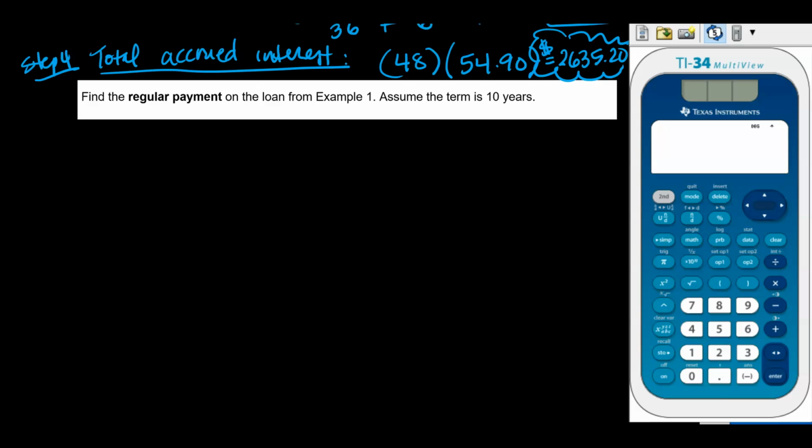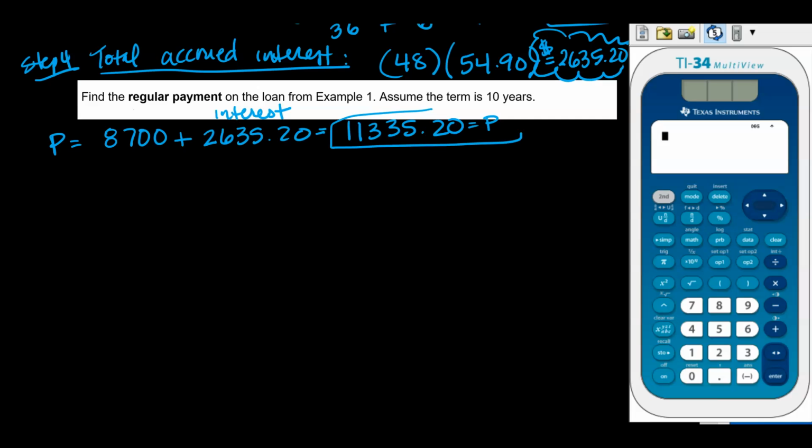And so what we're going to do is take our original principal of $8,700 and add that $2,635.20. That was the interest that accrued while the student was in school, because that needs to be added. They also have to pay that back. And that gives us $11,335.20, and that's going to be our new principal that we're going to use in this formula.